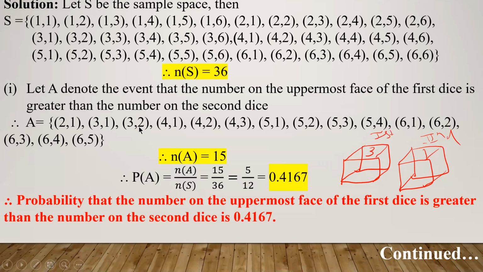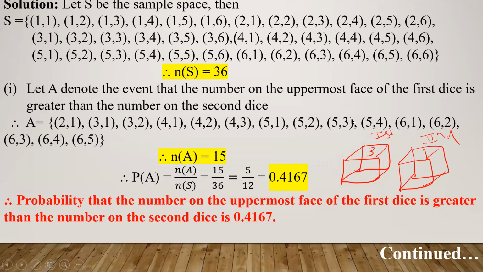Similarly, 3, 2 will also come. 3, 3 will not come. So 3, 3, 3, 4, 3, 5, 3, 6, none of them will come in my event A. What about 4, 1? Yes, 4, 1 will come. 4, 2 will come. 4, 3 will come. Not 4, 4. 4, 4, 4, 5, 4, 6 will not come in my event A.